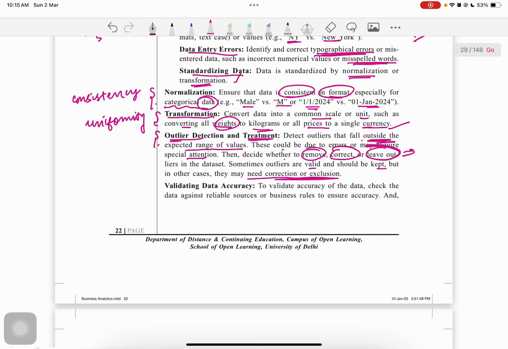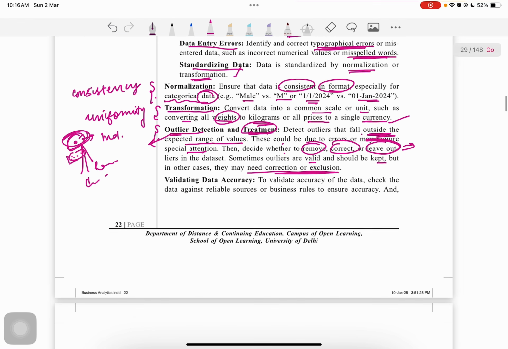First we have to detect it. We can either make a graph, a box plot, or a scatter chart to see that all the values are here but one value lies here. So this value could be the outlier. This is the identification of the outlier. Then for treatment, we can do any of three things. Either we can remove this outlier, or we can correct it by taking the average as we said earlier, or leave it out, but this will give skewed results if we leave the outlier.